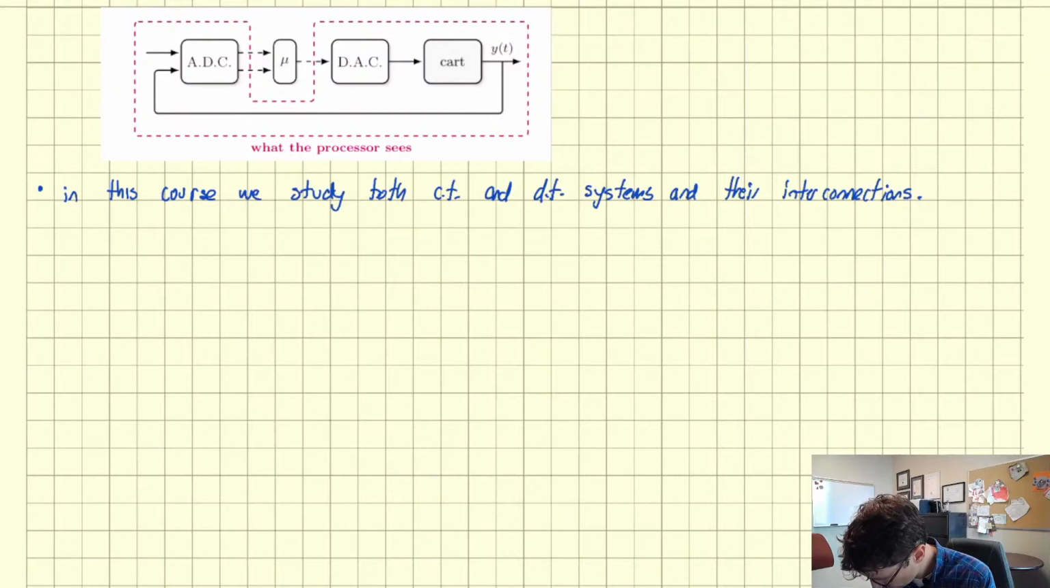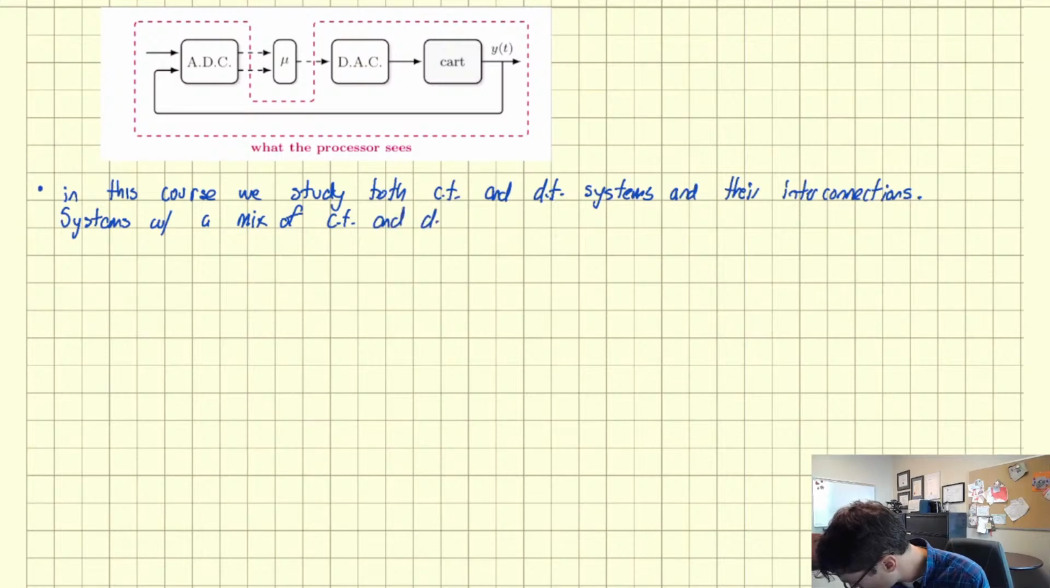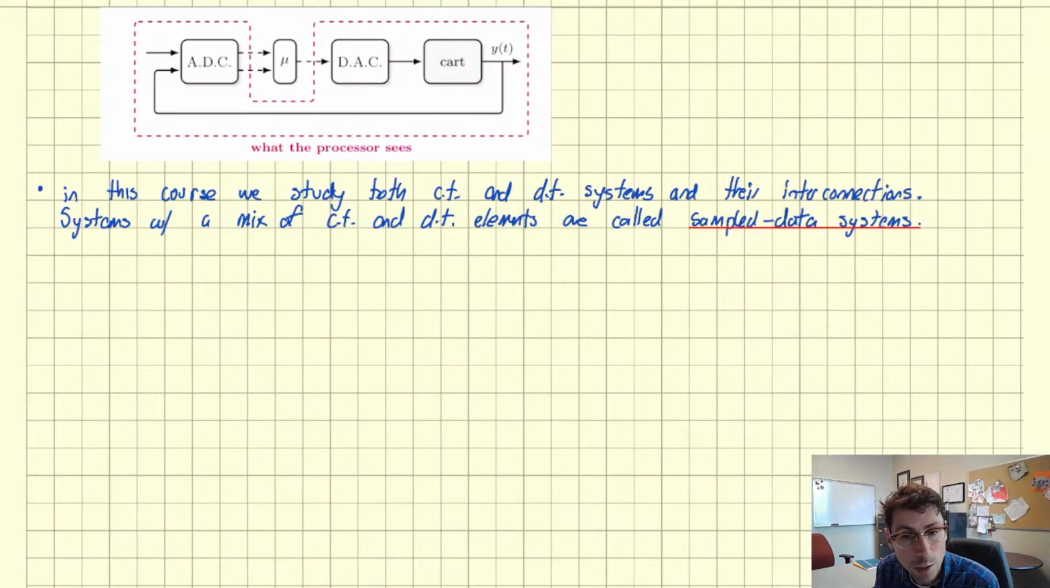So systems with a mix of continuous time and discrete time signals or elements are called sampled data systems. Okay? And we're going to study those.